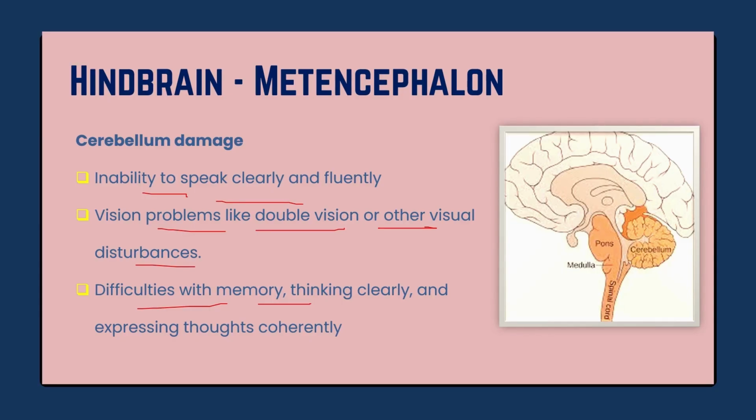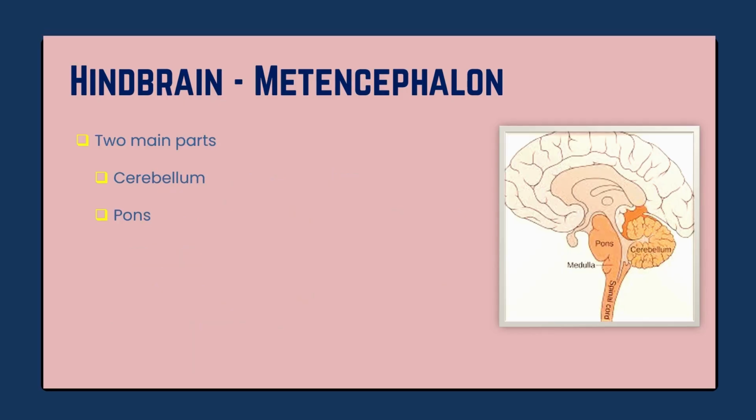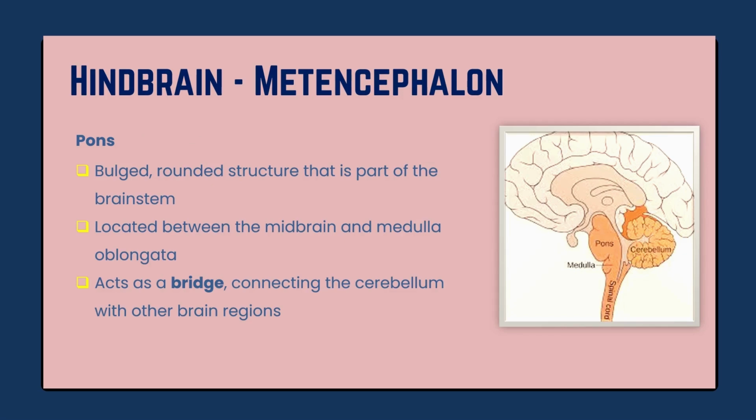Alright, so that was all about cerebellum. We said that metencephalon has two parts, cerebellum, which we have completed. Let's now move on to pons. Pons is the bulged, rounded structure that is a part of the brainstem. You can see here. This is the brainstem. This is the round, bulging part. This is pons. Alright. It's located between the midbrain and medulla oblongata. Now this smaller bulge is the medulla oblongata. And this is the midbrain.